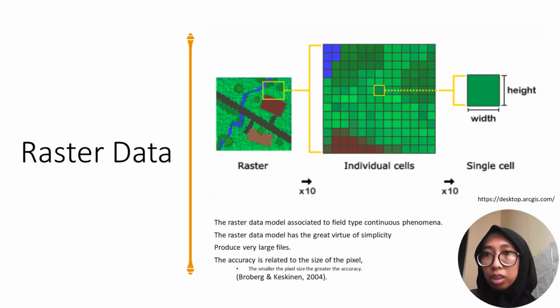The raster data model has the great virtue of simplicity, but it can produce very large files. The accuracy with which a raster layer can represent spatial data is related to the size of the pixel. The smaller the pixel size, the greater the accuracy. However, larger grids need more space for storage and data handling.